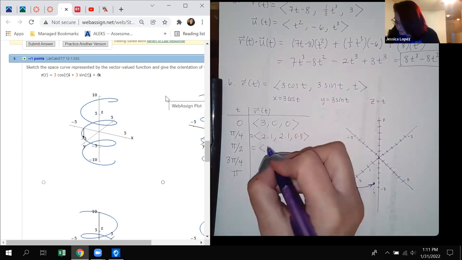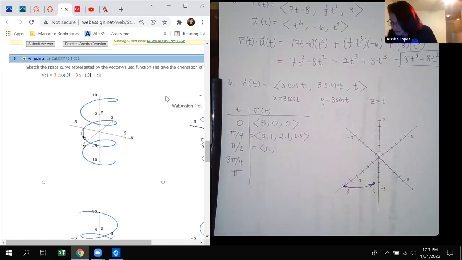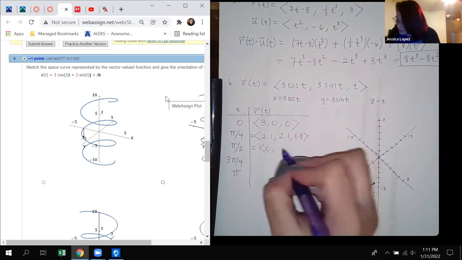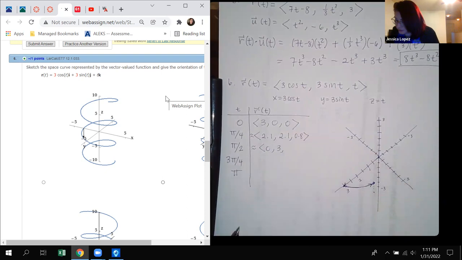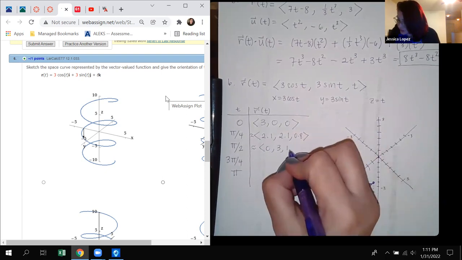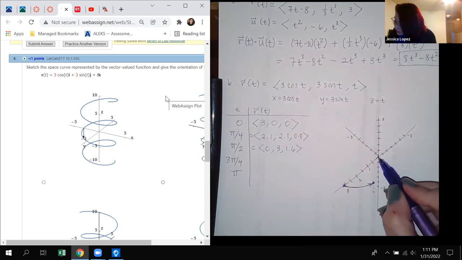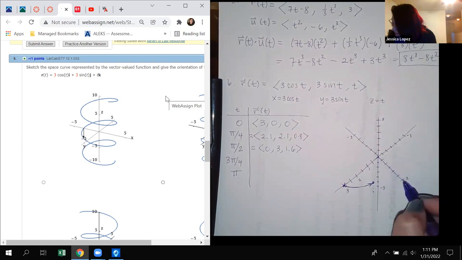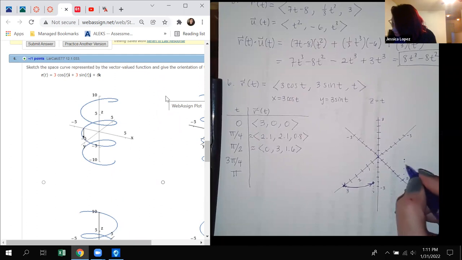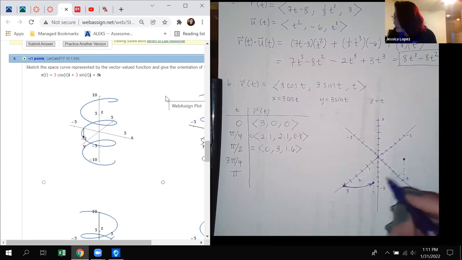It just gives me 0. Then 3 sine of pi over 2 is 3. And then pi over 2 as a decimal for t is about 1.6. Okay, so now I'm going to go 0 for x, 1, 2, 3 for y. But then I'm going to go up half a unit, a whole unit, another half a unit, and just a little bit more. So there's where my point lies, but it's even higher than the other one.